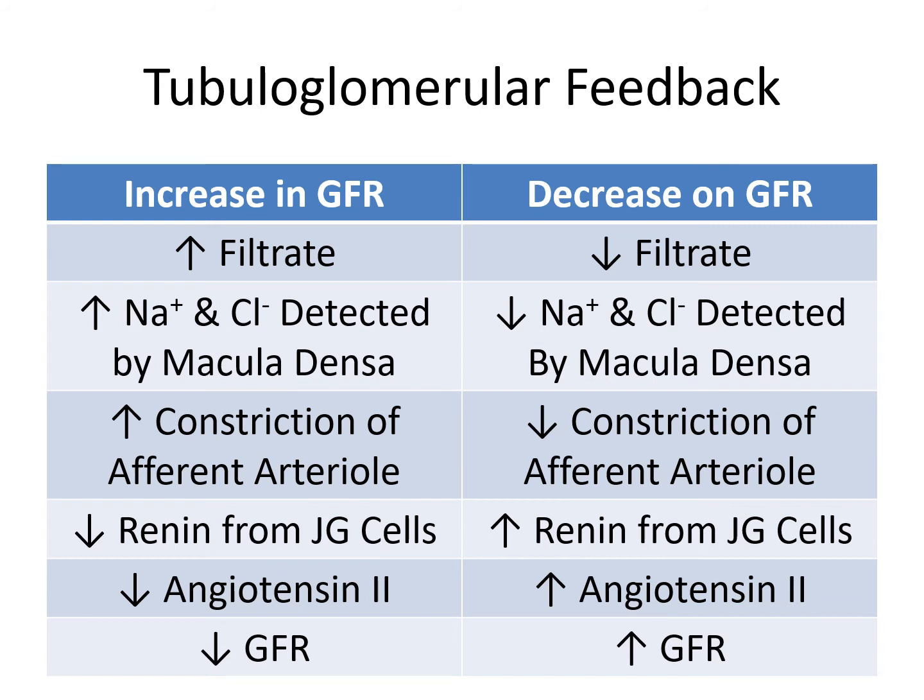And so here I summarize tubuloglomerular feedback. So there's an increase in glomerular filtration rate. There'll be an increase in filtrate. There'll be an increase in sodium chloride detected by the macula densa. This causes constriction of the afferent arteriole, which will decrease renin from the juxtaglomerular cells, decrease angiotensin II, and decrease glomerular filtration rate. And the exact opposite occurs if there's a decrease in GFR. So this is how the macula densa and the juxtaglomerular apparatus will influence glomerular filtration rate. So this is an important concept.